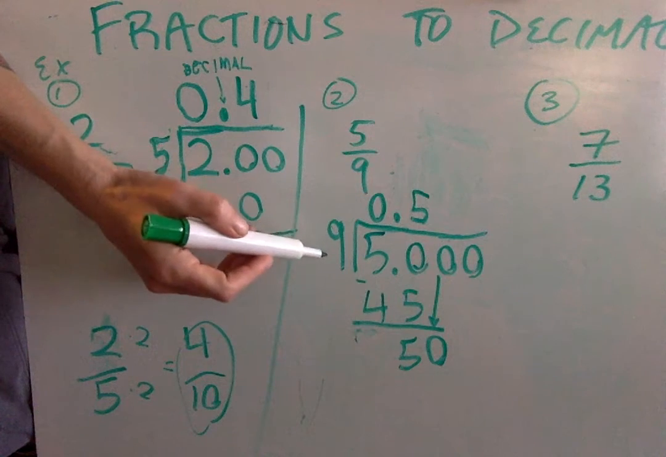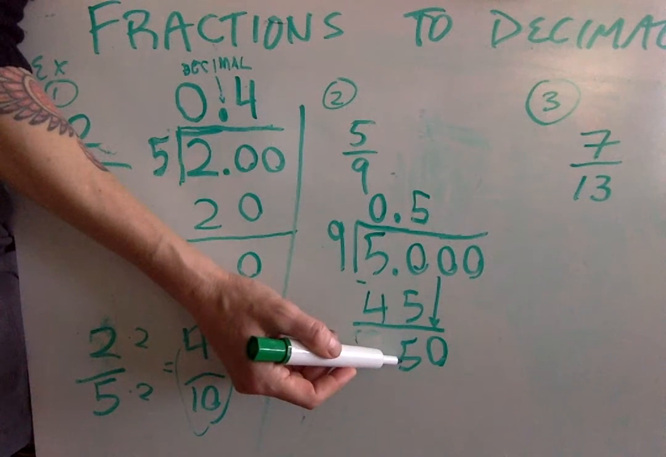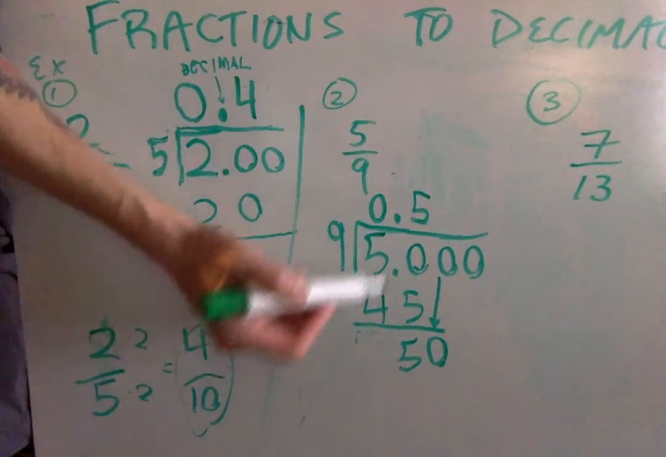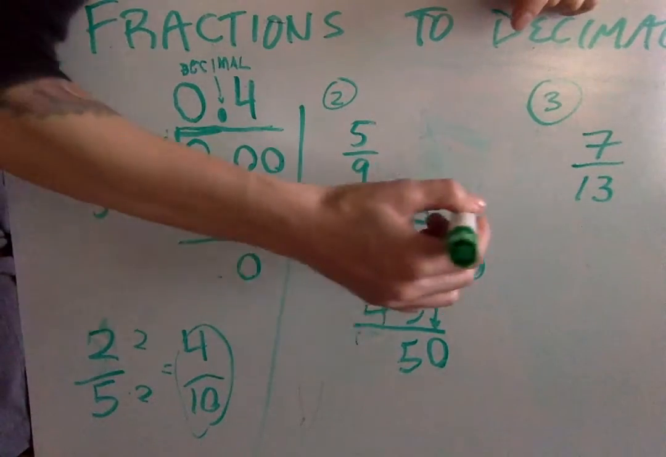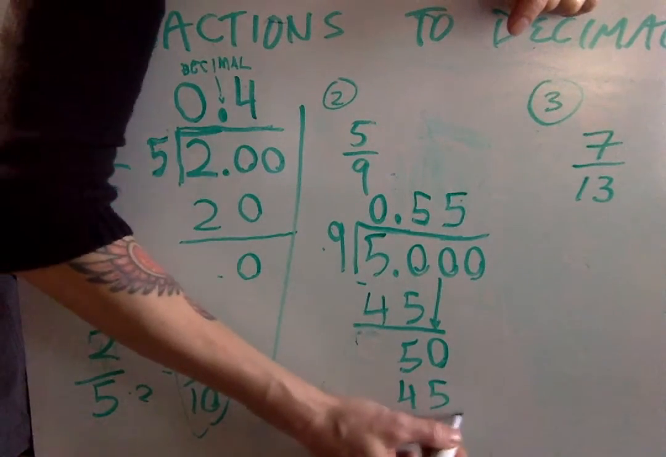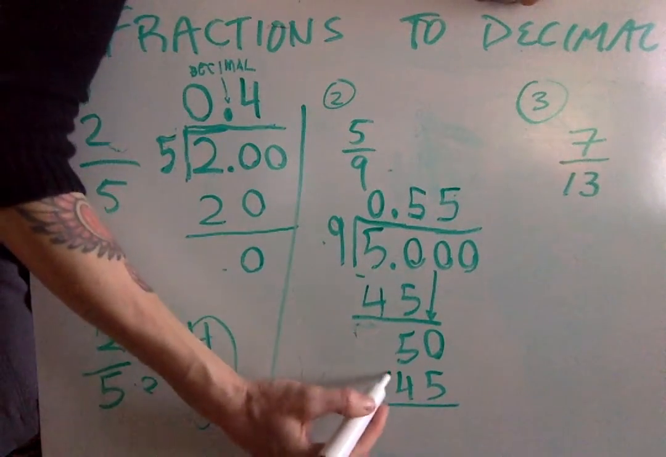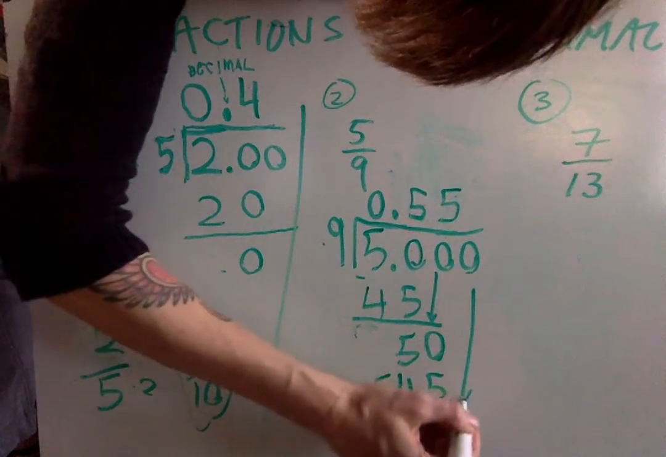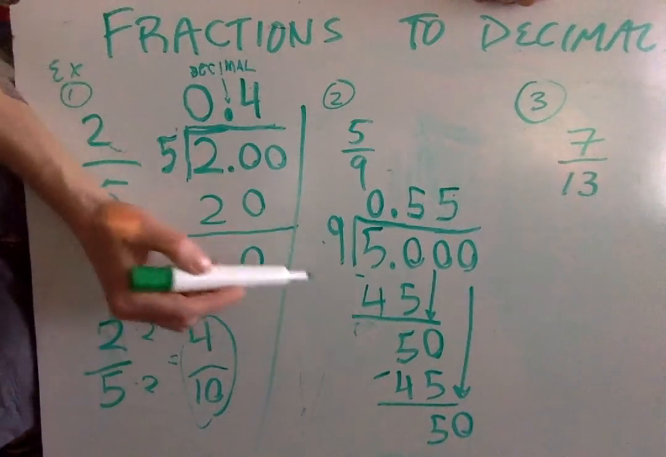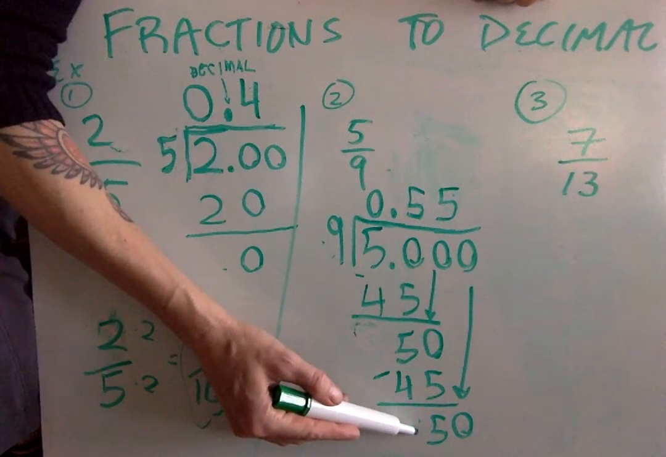Now I ask myself, how many times does 9 go into 50? Oh, we just answered that. It goes in 5 times. And 9 times 5 is 45. And 50 minus 45 is 5. And we carry the 0 down. And here we are again. How many times does 9 go into 50? How long could I be doing this? If your answer is forever, you would be correct.